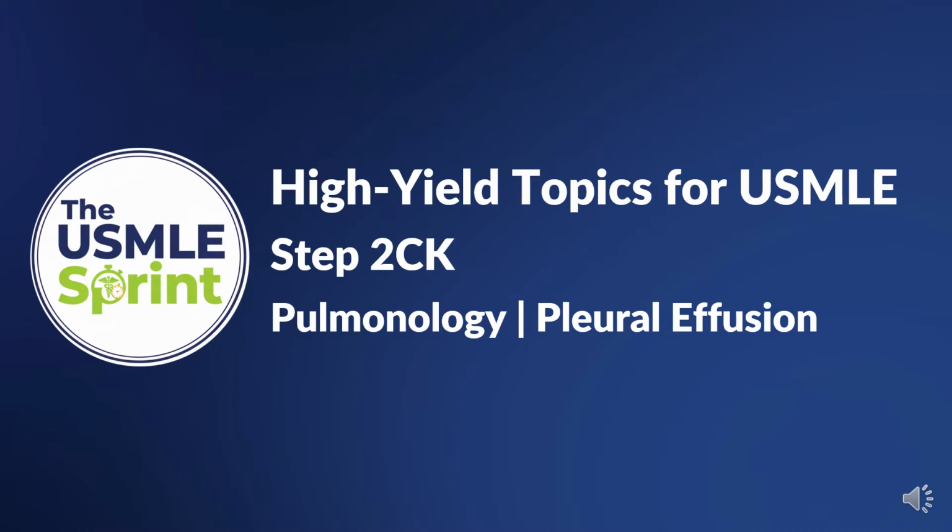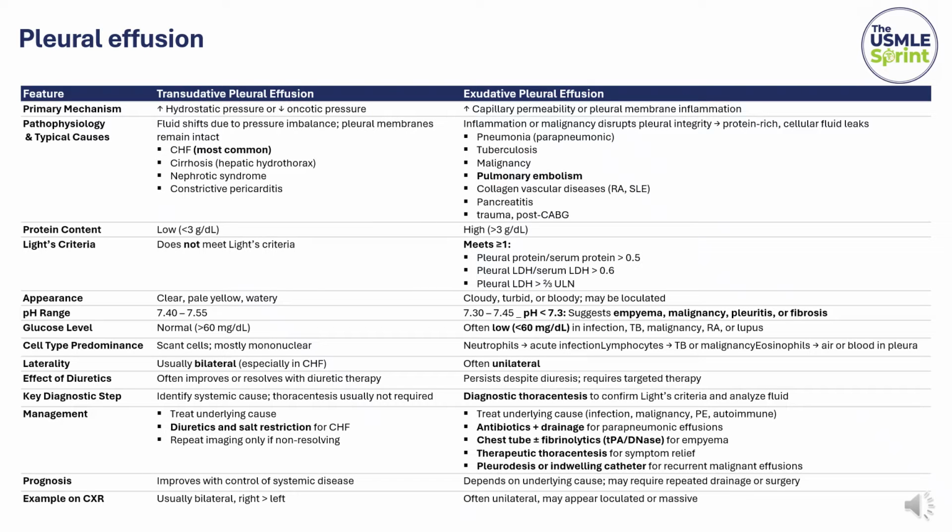Today, we're breaking down pleural effusion, one of those high-yield topics that shows up everywhere from exams to the wards. Pleural effusion is an abnormal accumulation of fluid in the pleural space, the thin area between the lungs and the chest wall. It's one of the most common pleural diseases and can arise from a wide range of systemic or local causes. Broadly, pleural effusions are classified into two types, transudative and exudative.